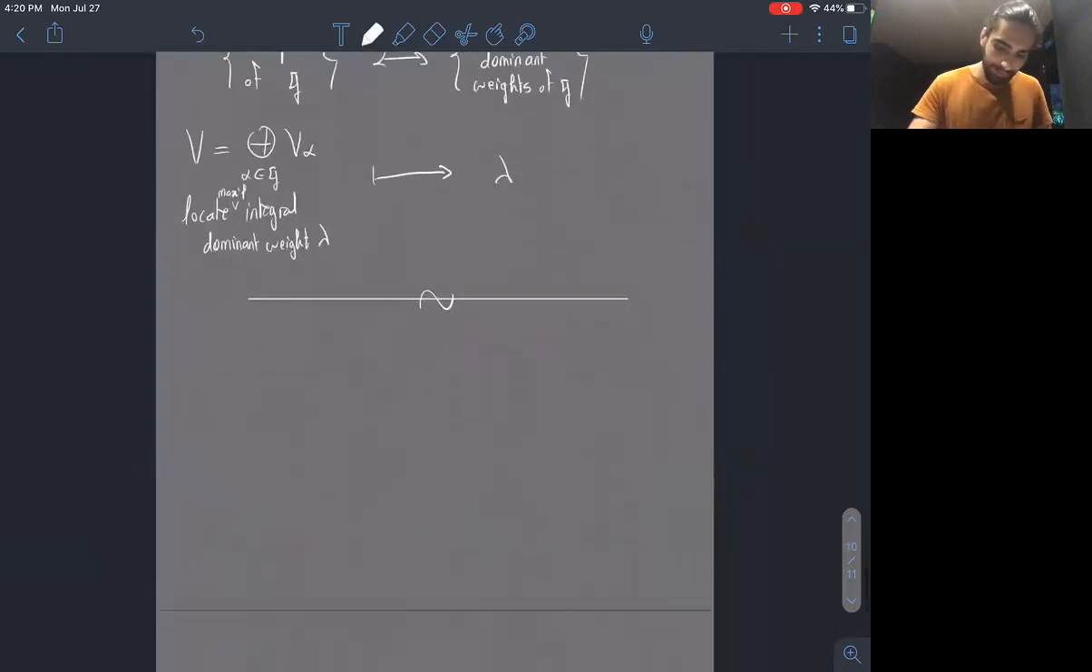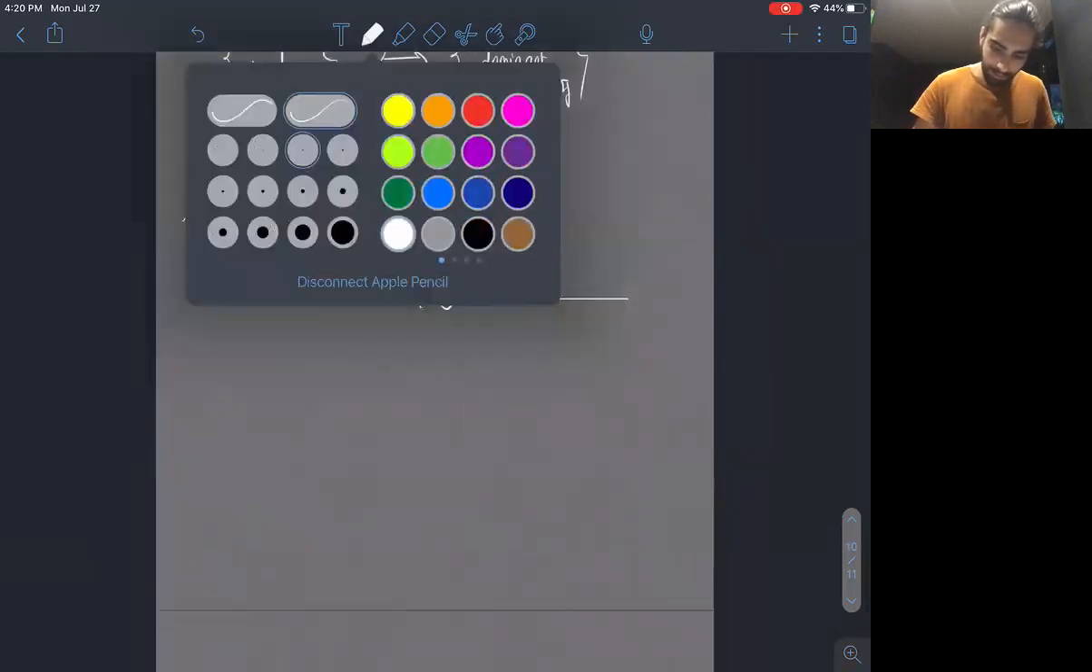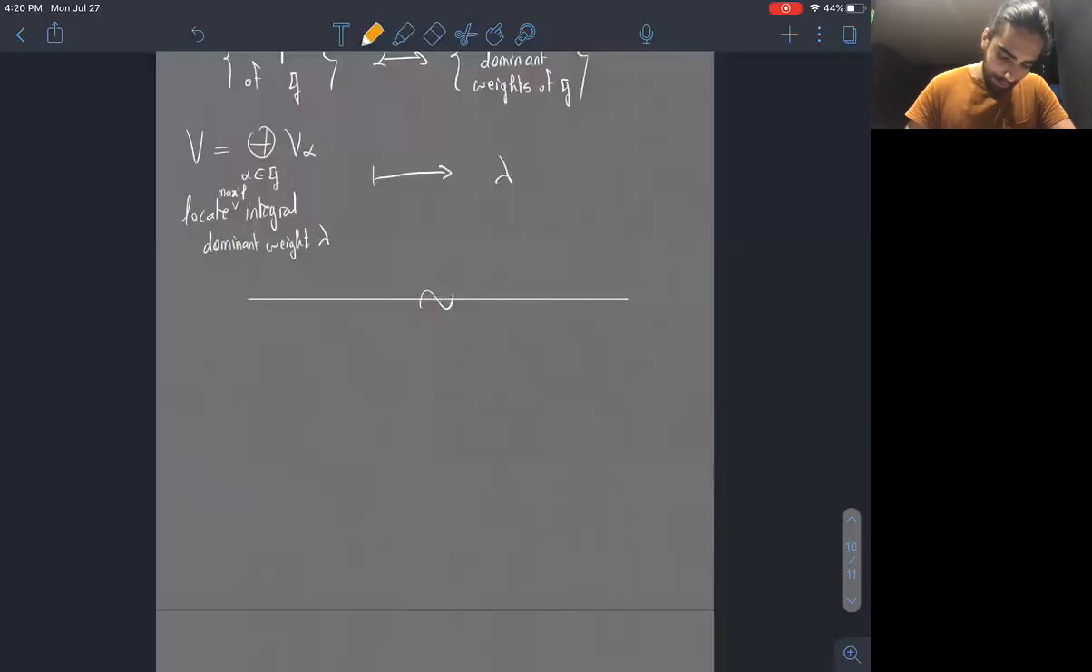Good. So now on to the algebraic group settings. I guess we'll start with the root datum associated to an algebraic group.